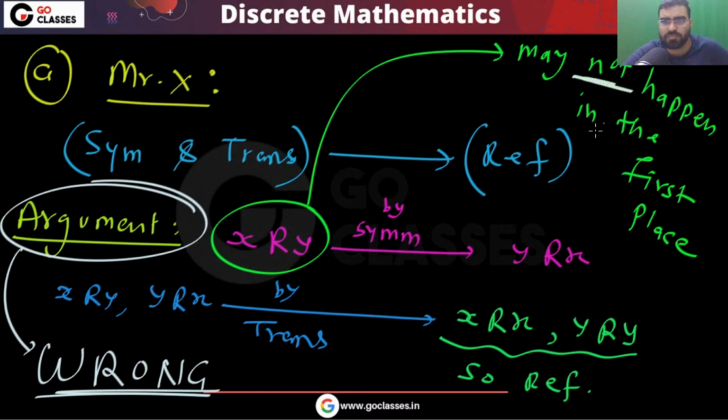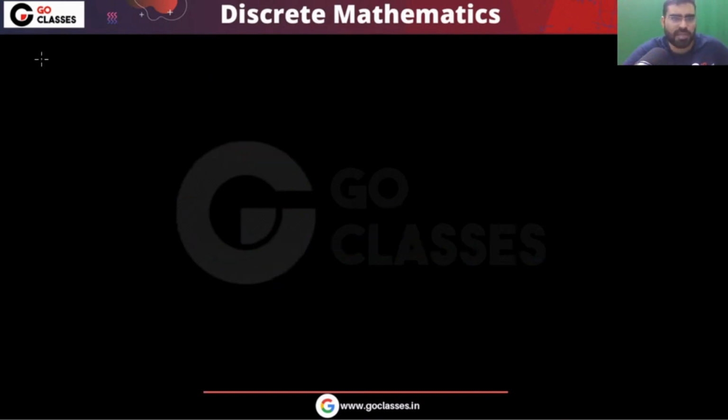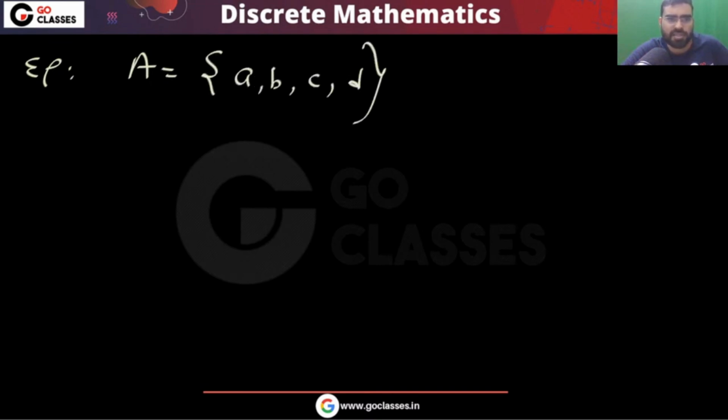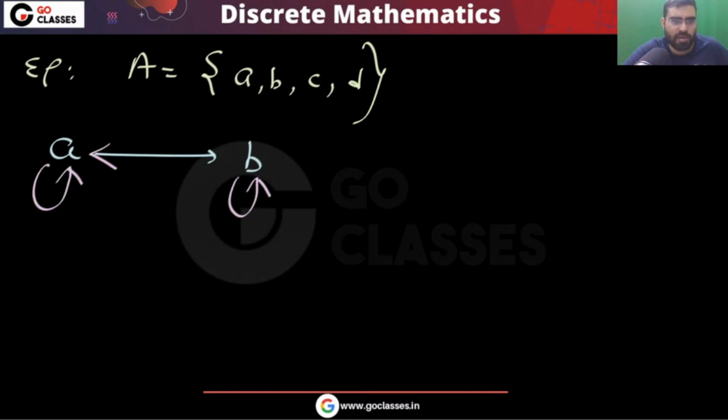You can notice, for example, let me give you an example. Consider this base set, A, B, C, D. In this base set, let's assume A is related to B, then there is no problem. If A is related to B, then B will be related to A. Then by transitivity, this will happen. But you can notice that maybe C is here and maybe D is here. So are you getting my point?